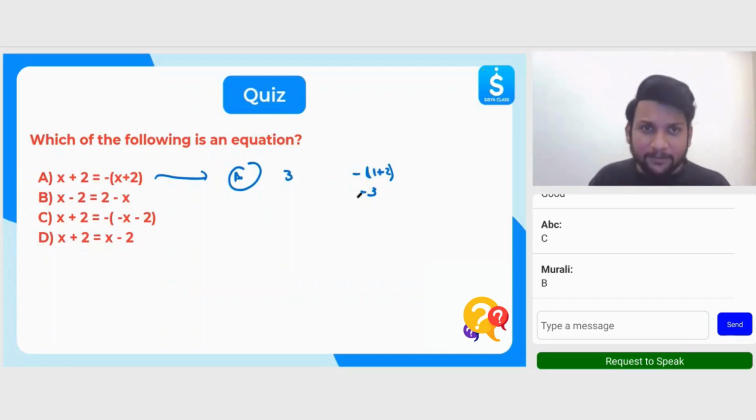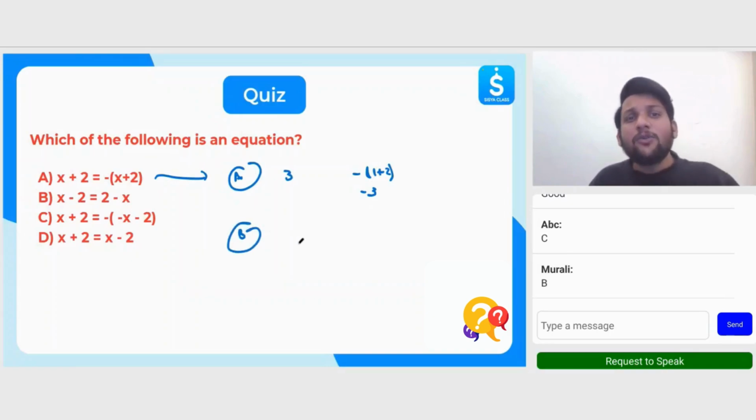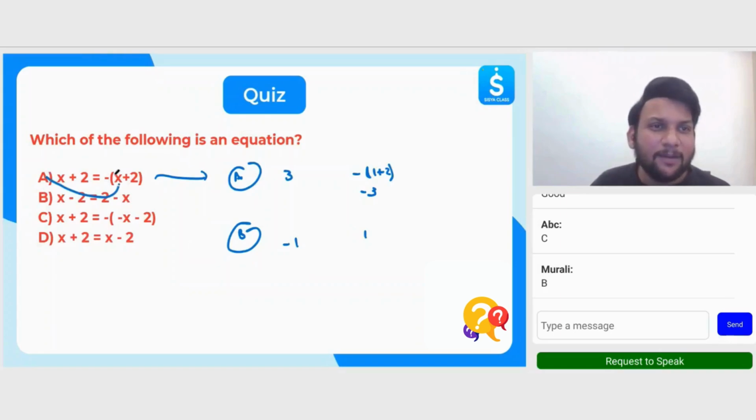Let's take option B. Murli is saying option B. Let's see. x minus 2 equals 2 minus x. Let's put x equals 1 only. What is LHS? 1 minus 2, which is minus 1. What is RHS? 2 minus 1, which is, I think, 1. The last time I checked. Is minus 1 equal to 1? No. So B is also not correct. So A and B are gone.